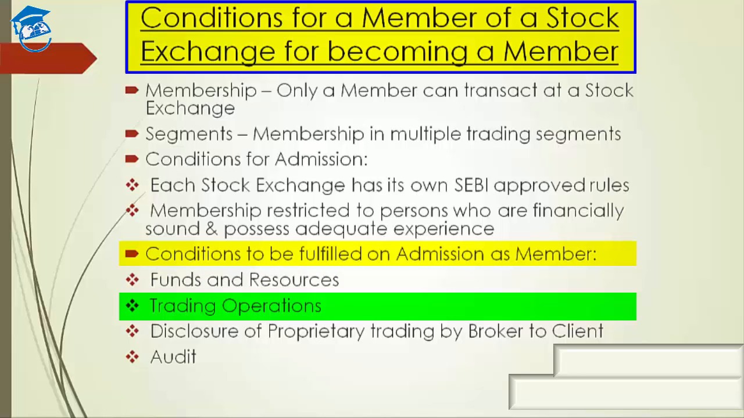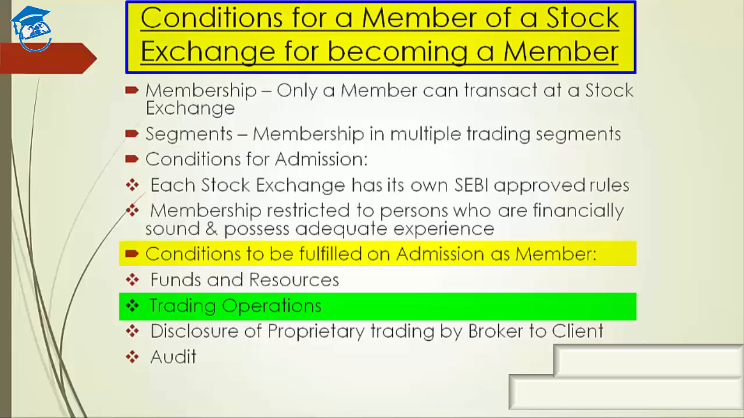The member should be regular in paying the margin money. That is called mark to market. I'll be briefly telling you about all these things. Mark to market, volatility margin, all these things will be covered in my next forthcoming presentation. I'll be telling you what different kinds of margins a person needs to be aware of and what all they need to take care of. So the member should be very regular in paying the margin money, like mark to market, volatility, as per the requirements of the exchange.